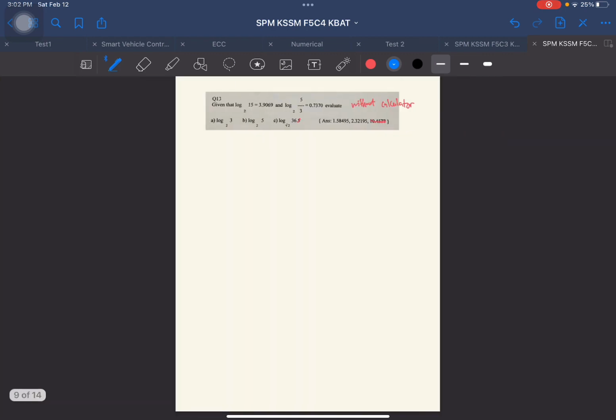Next, let's move on to question 3. Given that log 15 base 2 is 3.9069 and log 5 over 3 base 2 is 0.7370. Evaluate these three terms without using a calculator. So what this means is that you need to use the given values to evaluate the following values. Okay, so let's solve the first one.